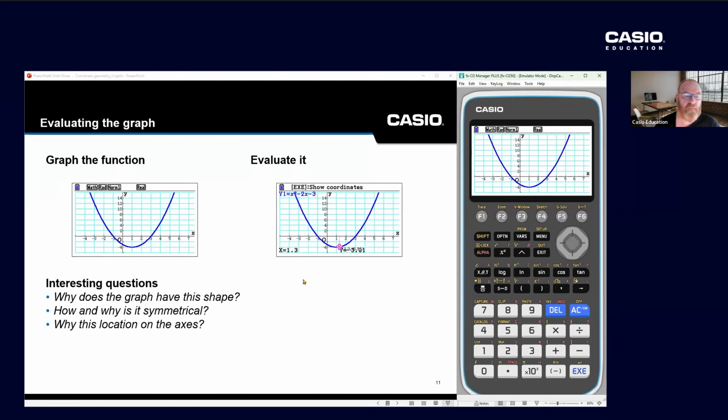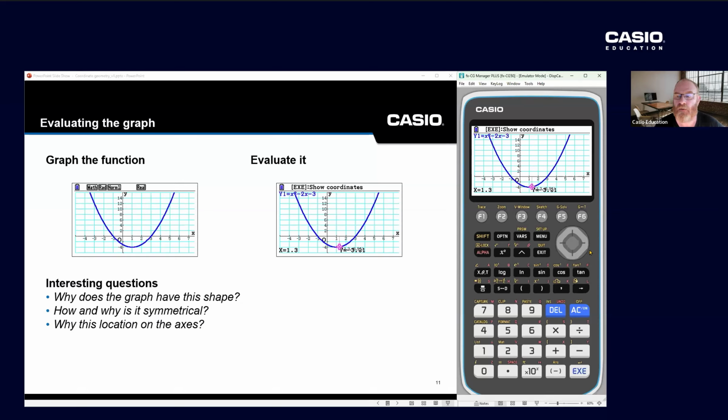But one of the things that might be useful if you have graphed a function is that you can evaluate points on it. You can do this with Shift and Trace, that's F1. Shift and Trace will place a cursor at the center of the screen on your function. You can see it has placed it at the value of x equals 1.3.